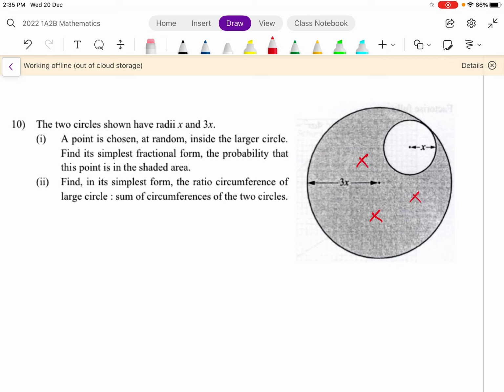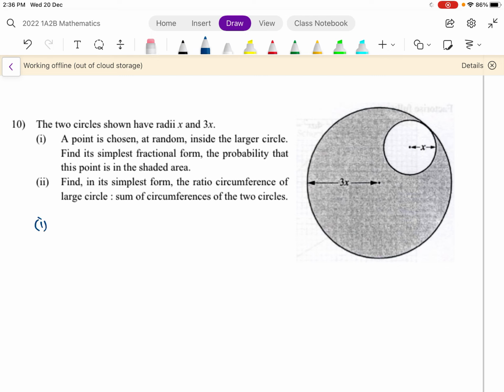You'll see that there's a higher chance of it being in the shaded area compared to the non-shaded area, for the simple reason that we've got more shaded area than non-shaded area. So the probability in the shaded area is going to be higher than the probability in the unshaded region. It's going to be more than 50%. So this has got to do with the area that is shaded.